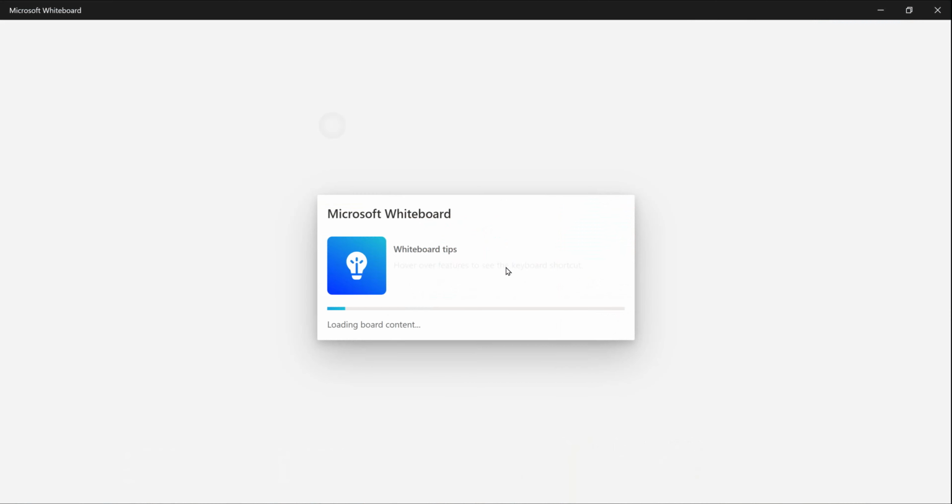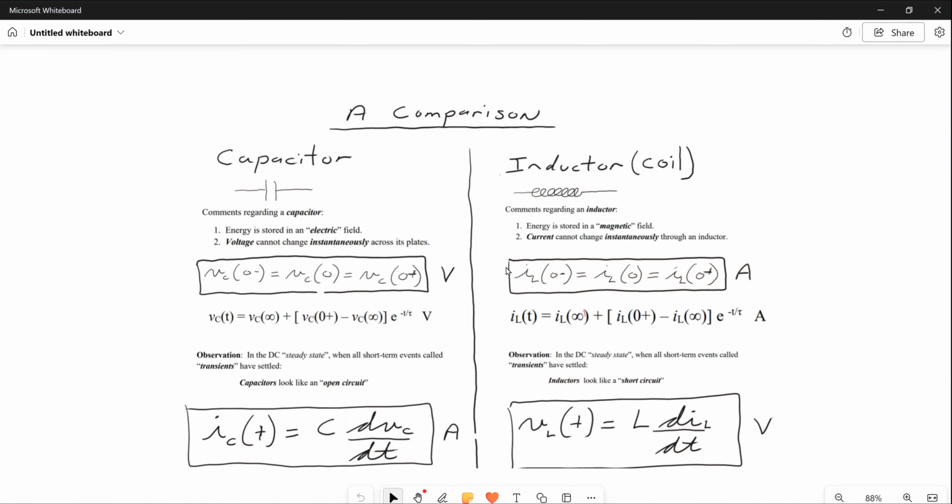Before you start trying to find time derivatives of voltage and current in RLC circuits, there's a couple things you definitely have to understand completely. And it's the comparison here between a capacitor and an inductor. Let's start by taking a look here at a capacitor on the left-hand side. Energy is stored in an electric field in a capacitor, and voltage cannot change instantaneously across its plates. So this equation right here is extremely important.